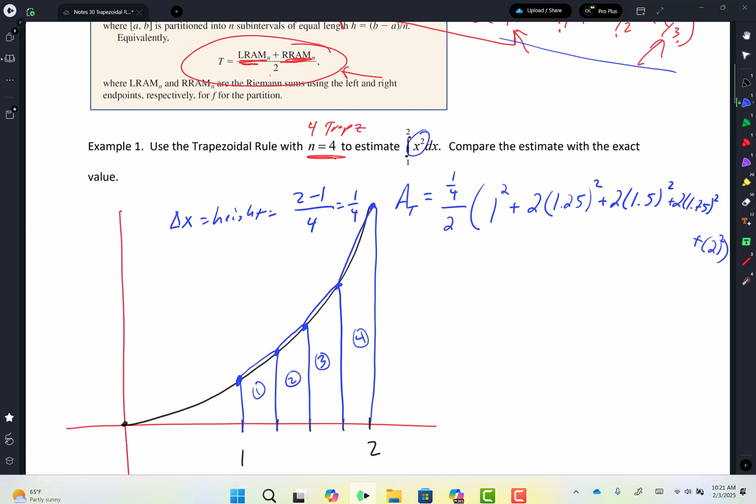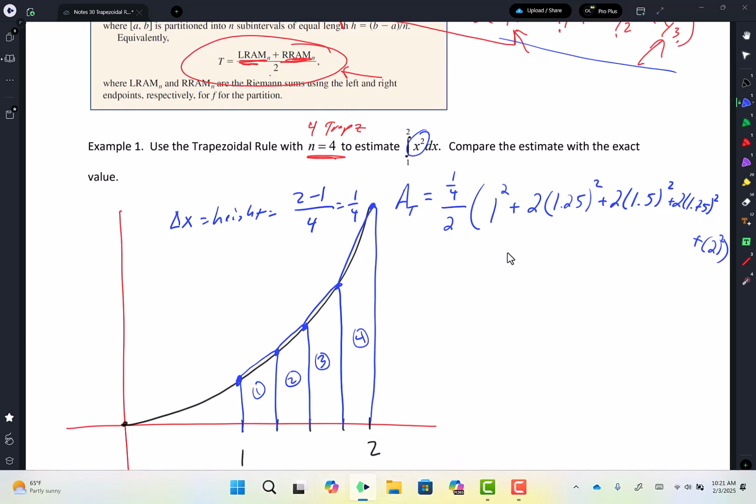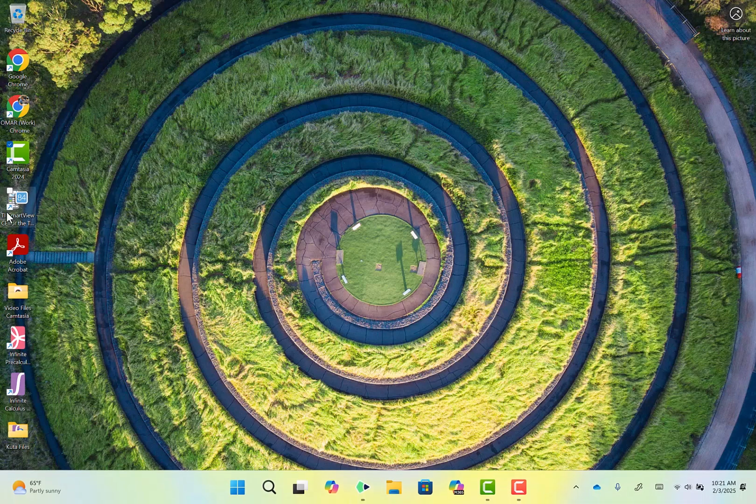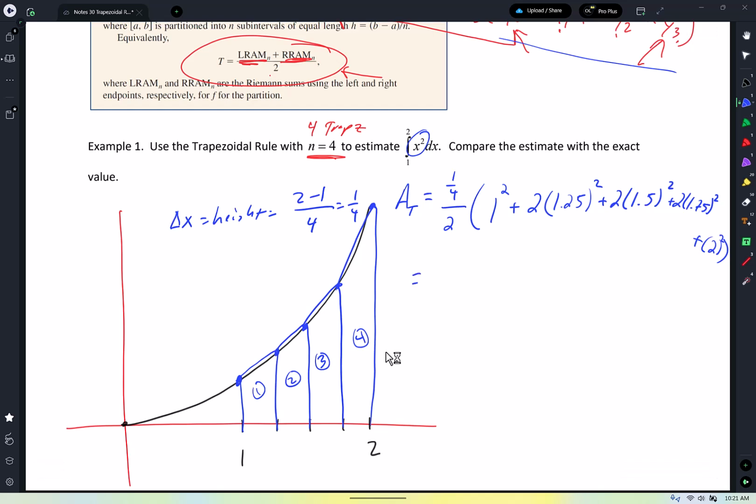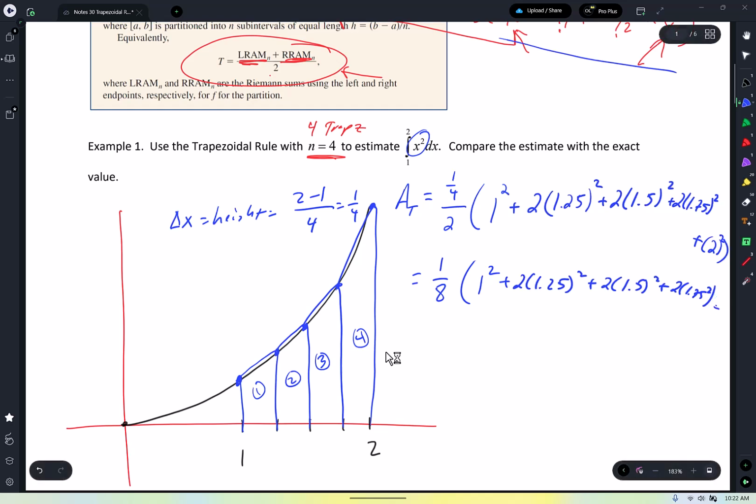I don't have my calculator with me anymore, at least at the moment. So you guys are going to have to help me out because my calculator doesn't seem to be working. So I have 1/8 times, can someone do the interior here? 1 squared plus 2 times 1.25 squared plus 2 times 1.5 squared plus 2 times 1.75 squared plus 2 squared. 1/8 times some decimal.